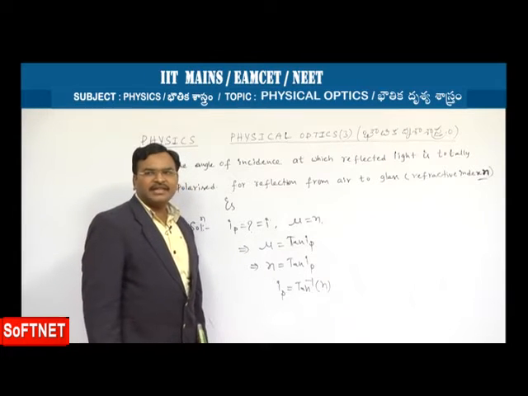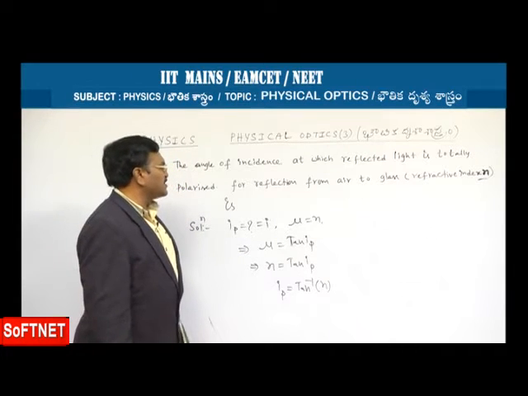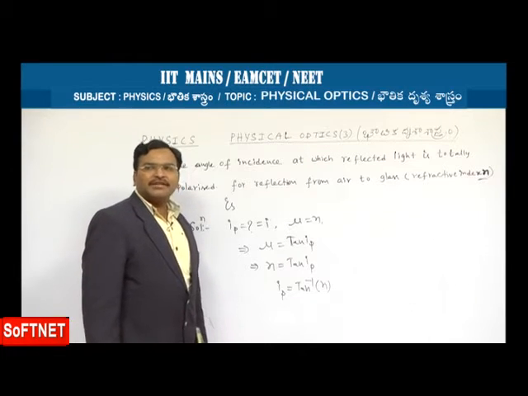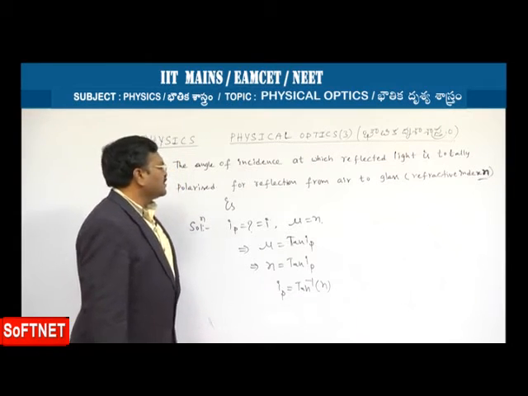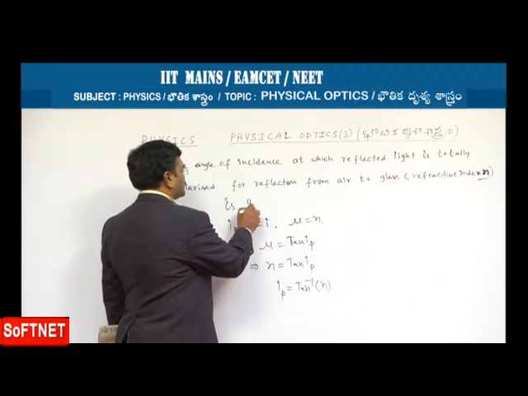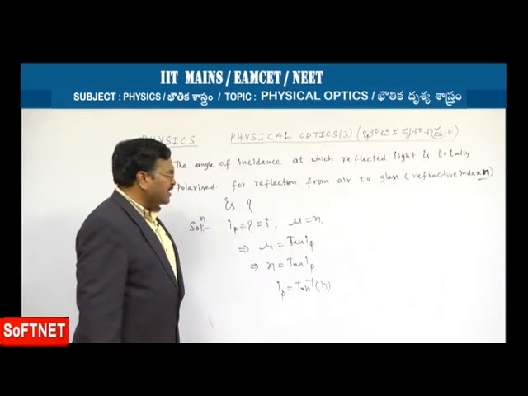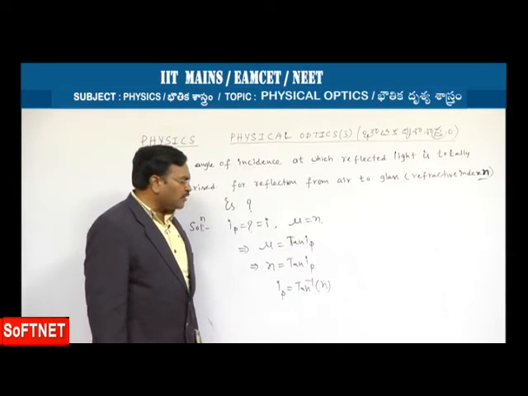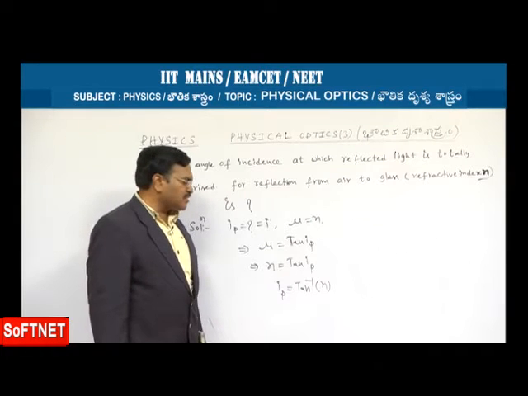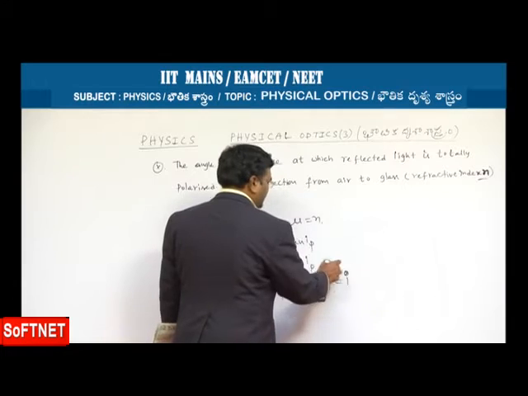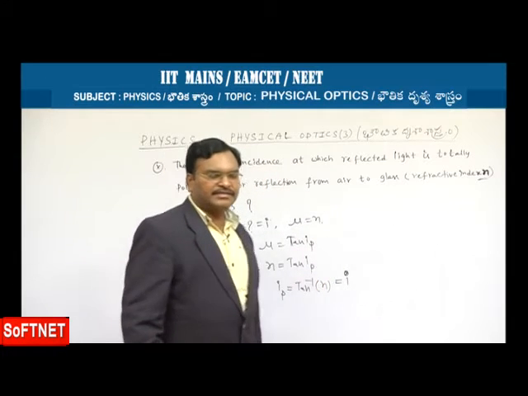Is it clear? Reflected light is totally polarized. What is the question? Angle of incidence at which reflected light is totally polarized for reflection from air to glass. The angle of polarization is I, the refractive index is n. Angle of polarization is nothing but the angle of incidence. So the answer is tan inverse n.